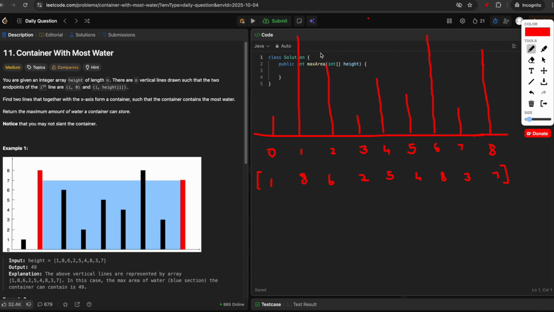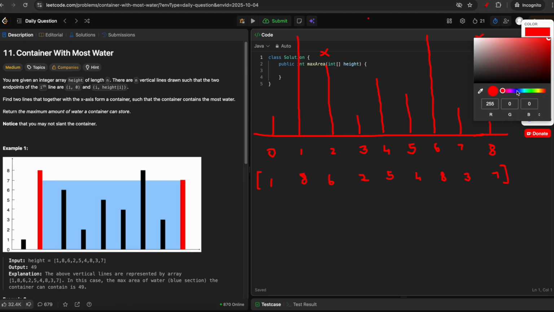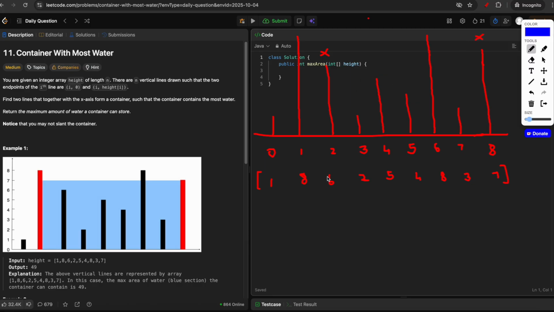Suppose we pick these two to form a container. Now we can see that this height is 6 and this height is 7, and the container will be formed like this. If we try to fill the water, it will be filled only up to the height 6, even though the right part is 7, because the left part is 6. The width is 8 minus 2, 6, and the height is 6. So the total volume it can hold is 36.